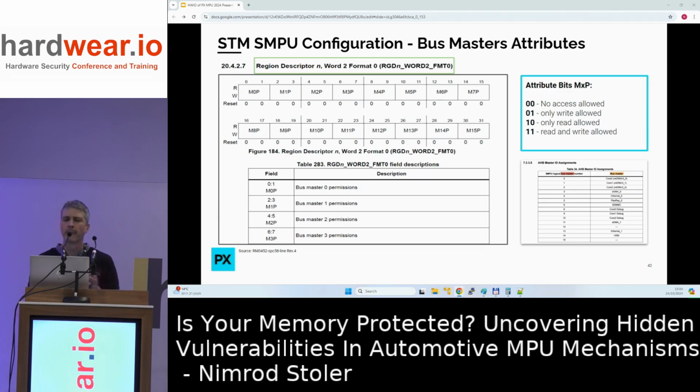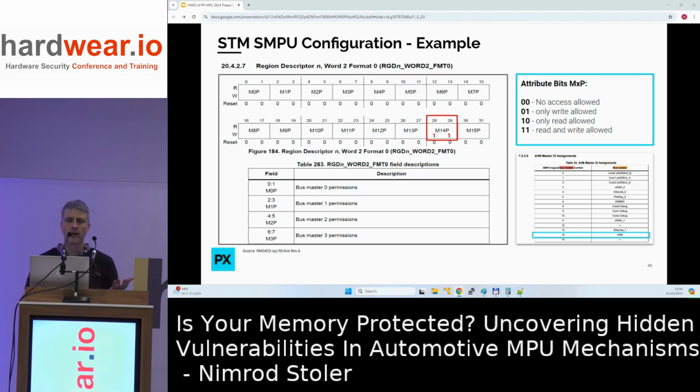Let's take an example. Let's say that the system designer wants to allow only the HSM core to access this memory region for reading and writing, while blocking all other sources or bus masters from accessing this memory region. To do that, we write 1 into bits 28 and 29, which are bus master 14's access attributes, which allows the HSM core full access to this memory region for reading and writing. Setting all other bus masters' attributes to 0, 0 blocks all other masters from accessing this region.